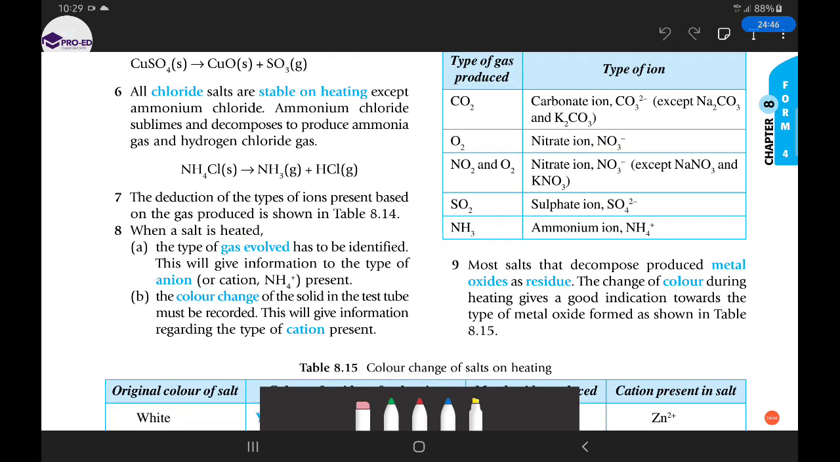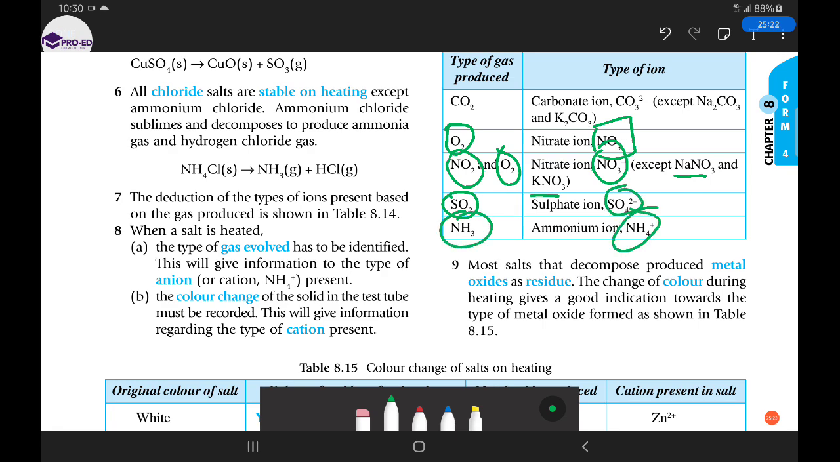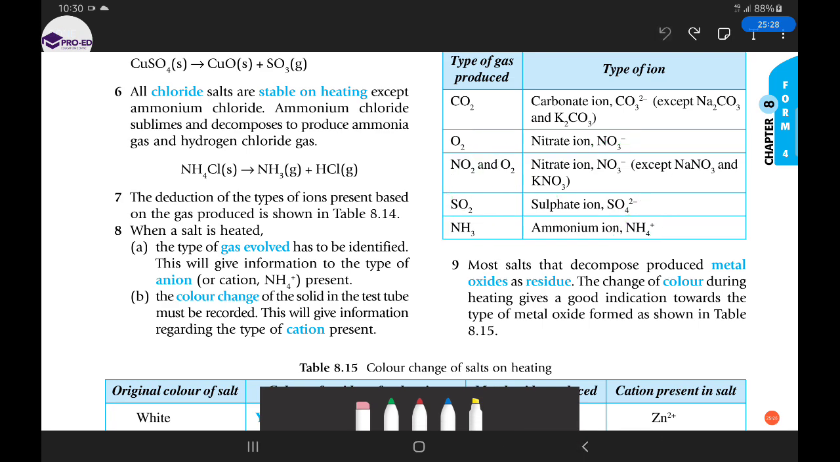Next one, let's go for oxygen gas. If oxygen gas is produced, there's only one ion probability. That means it's a nitrate salt; the anion is a nitrate. Same thing if it's nitrogen dioxide and oxygen together, like we learned earlier, it's going to be a nitrate ion, except if it's sodium or potassium nitrate. Other than that, definitely a nitrate salt. Sulfur dioxide gas released, then sulfate ion is present. Ammonia gas released, ammonium ion is present. So, rather simple.